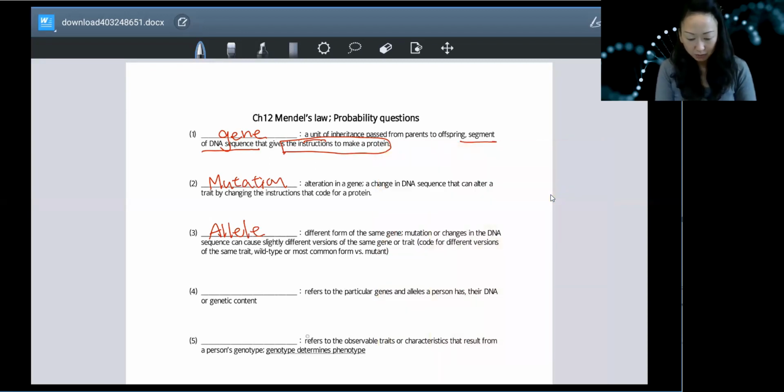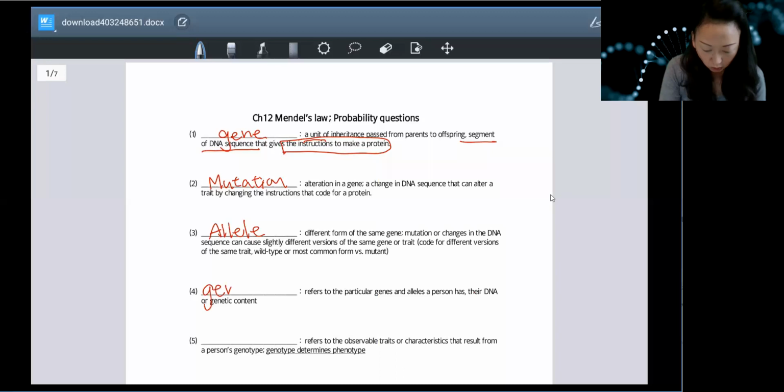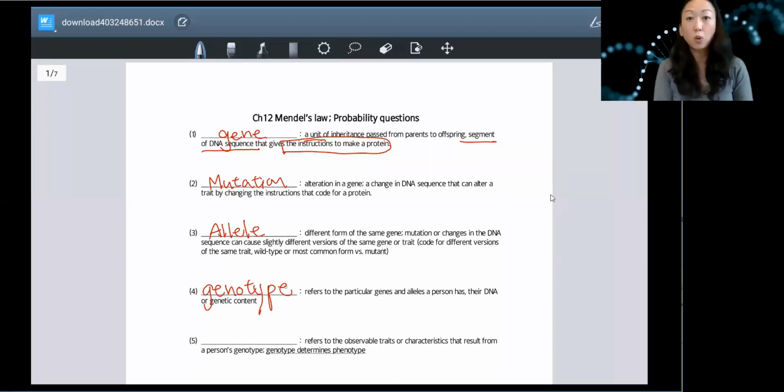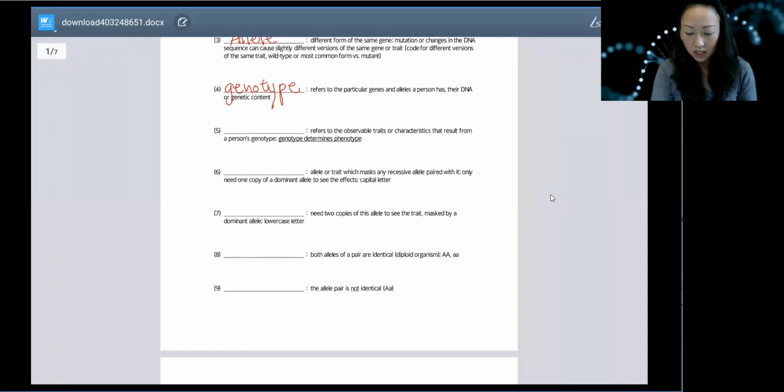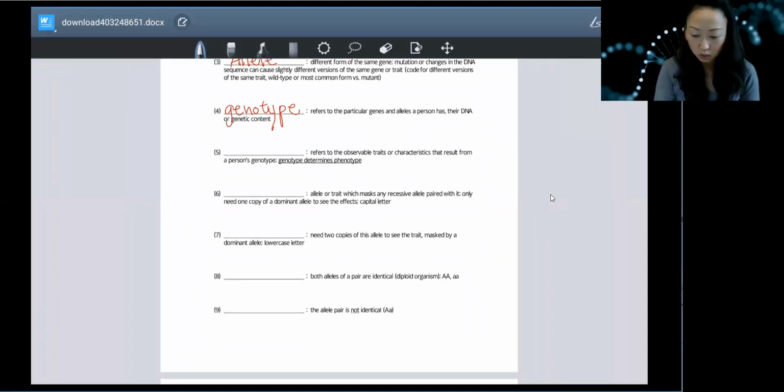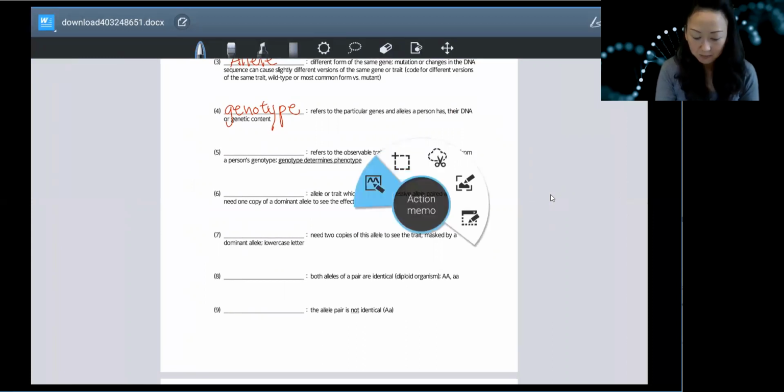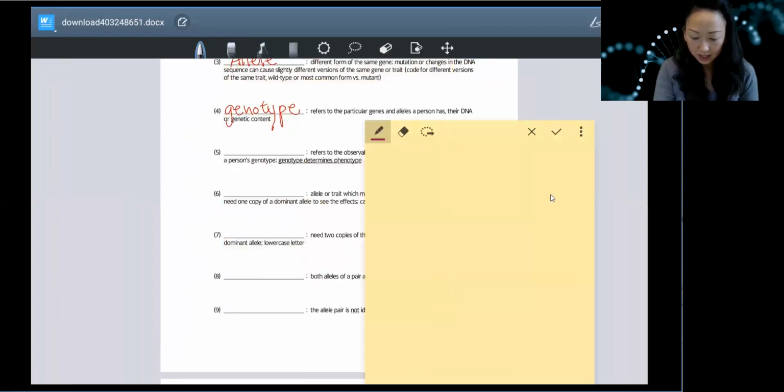Next one. This term refers to the particular gene and allele a person has, their genetic content. This is called the genotype. Genotype. I will be using this term quite a bit in this chapter. That means the kind of genetic makeup that a person has. Now let's think about this. Okay, what is genotype? Well, let's come back to what I have just illustrated with the big A and small a.